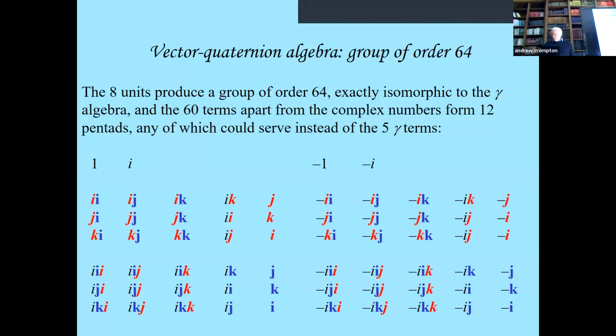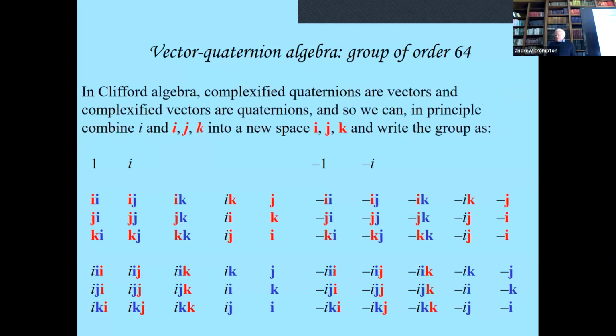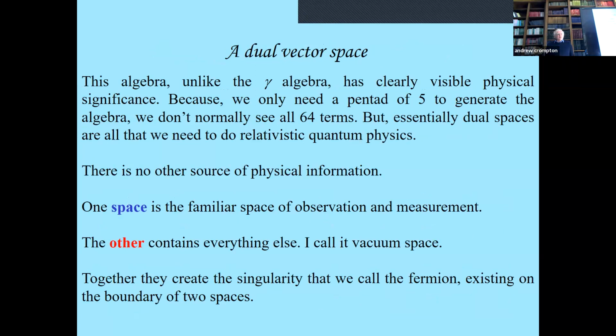In the first few places, you might need to multiply by complex i, but that's already part of the structure anyway. And again, this is using 2 sets of vectors, a red one and a blue one. And it's exactly the same structure. So this has clearly definite physical significance, which the gamma algebra, as it's used, doesn't have. It's just an algebra.